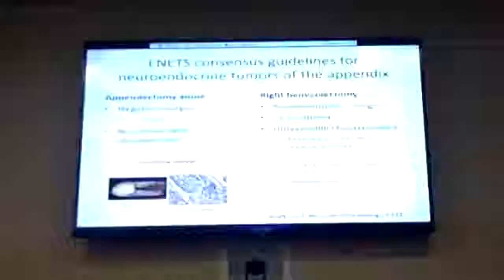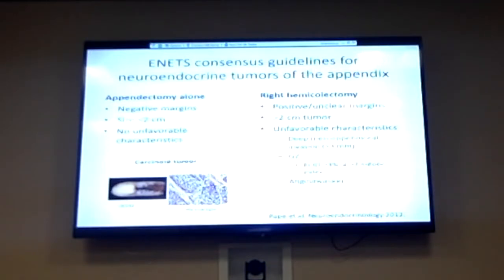Okay, so looking at the carcinoid tumors, it's a typical ABSCII question, so I'm sure we have experience with this. But the ENETS consensus guidelines for neuroendocrine tumors of the appendix say appendectomy alone is adequate for negative margins, size less than 2 centimeters, and no unfavorable characteristics. You would need to proceed to a right hemicolectomy if you have positive margins, the tumor is larger than 2 centimeters, or there are unfavorable characteristics like mesoappendiceal invasion, or it's higher grade, or there's angioinvasion.